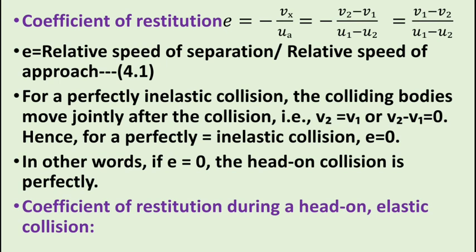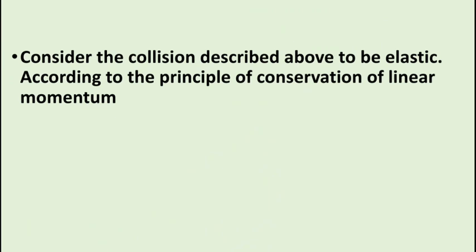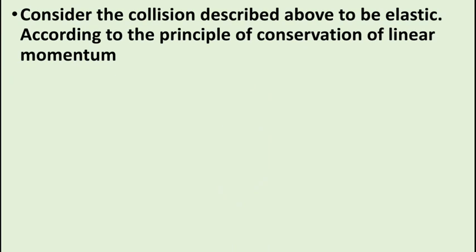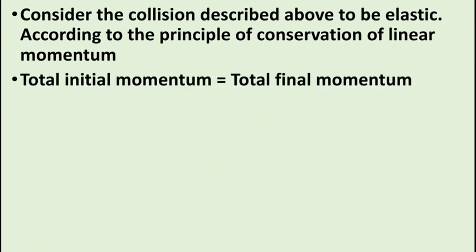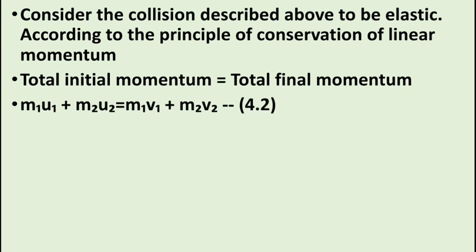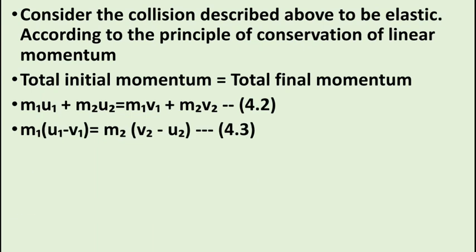Next point is coefficient of restitution during a head-on elastic collision. Consider the collision described above to be elastic. According to the principle of conservation of linear momentum, total initial momentum is equal to total final momentum. That is, m1 u1 plus m2 u2 is equal to m1 v1 plus m2 v2 as equation 4.2. That is, m1 (u1 minus v1) is equal to m2 (v2 minus u2) as equation 4.3.